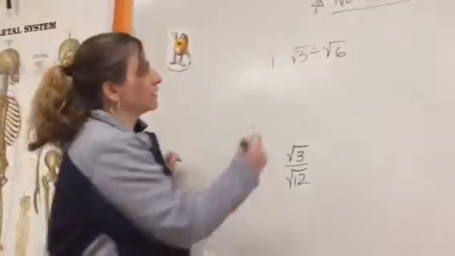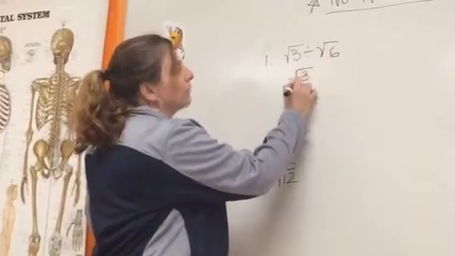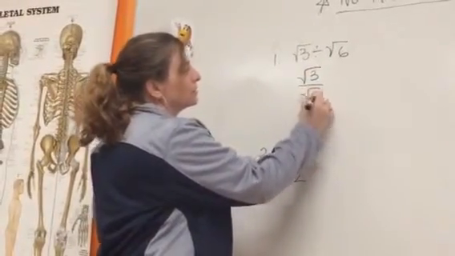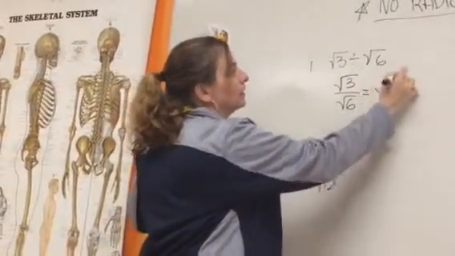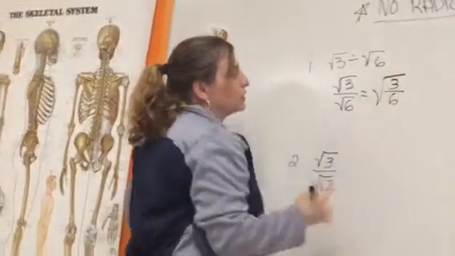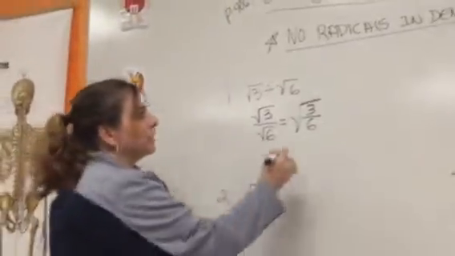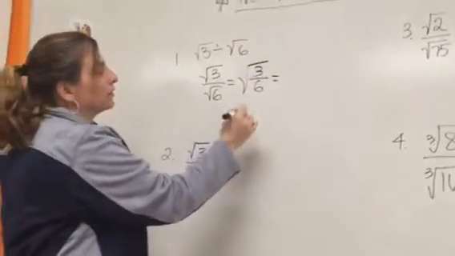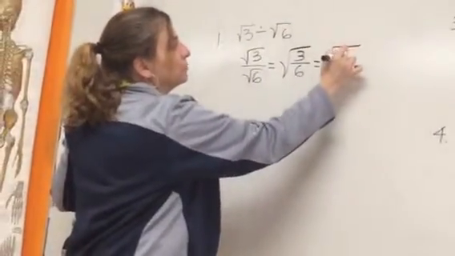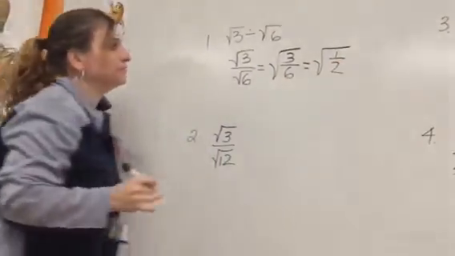Radical 3 divided by radical 6. The other way to write that is radical 3 over 6. You can write that either way. So if you did write radical 3 over radical 6, that would be radical 1/2, right?